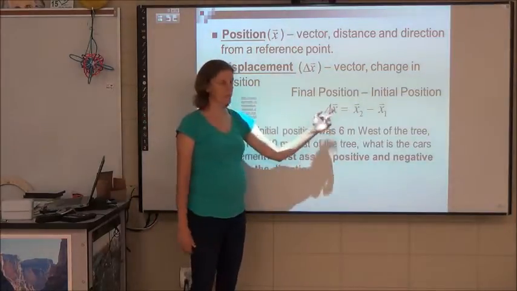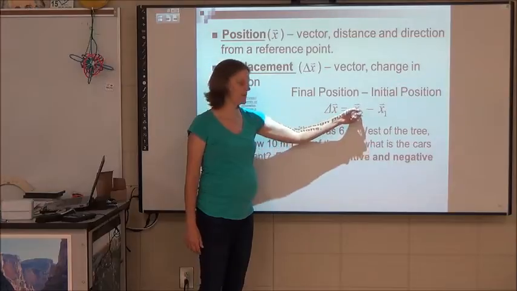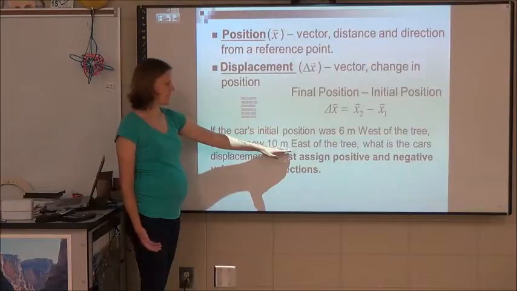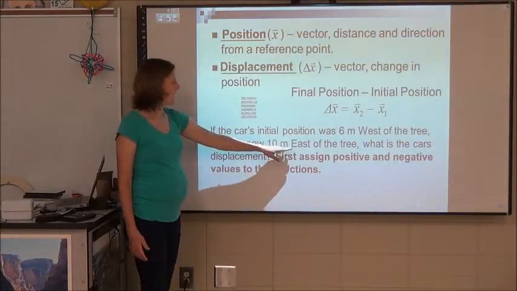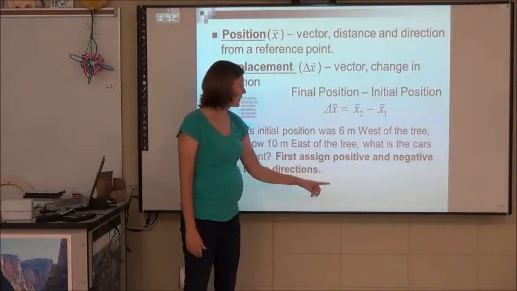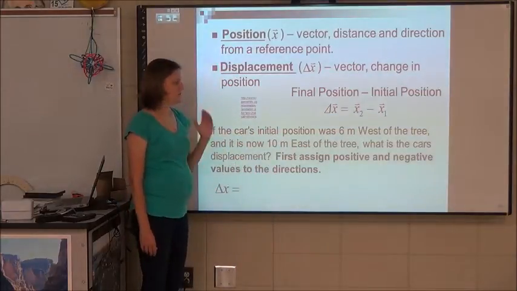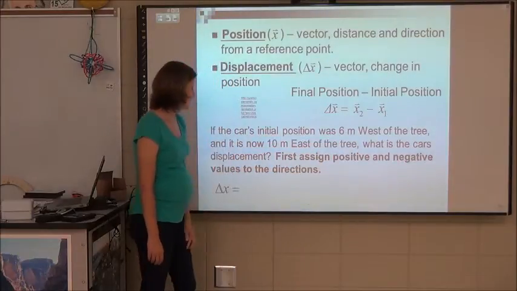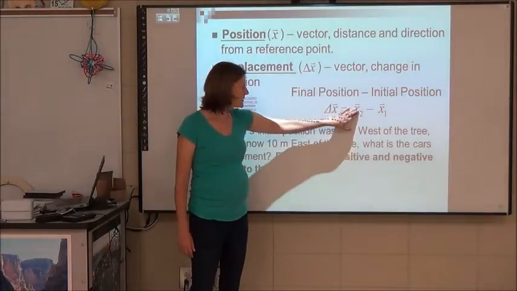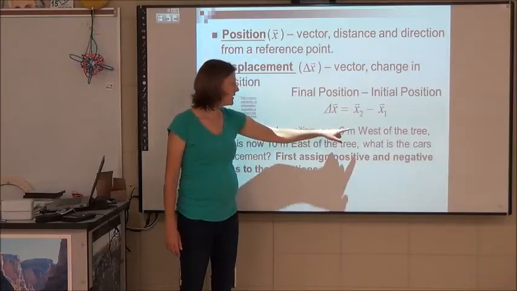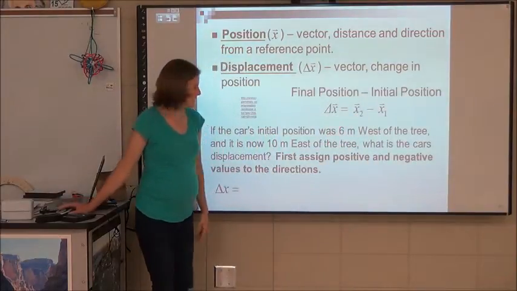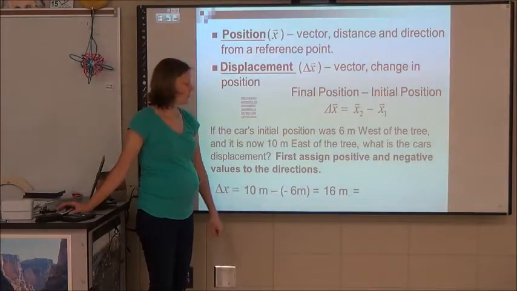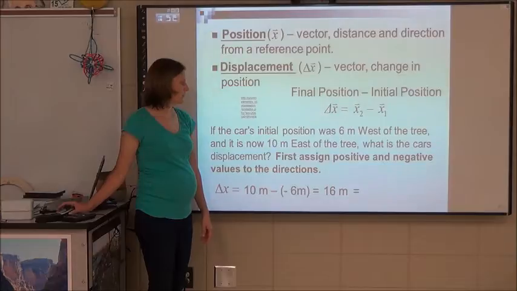Here's my displacement formula. I want to do the final position, or the second position, minus the initial. So the final position is 10 meters east. Well, how do I deal with east and west when it says assign positive and negative values? Since this is just a straight line, of course, we'll make east positive and west negative. So that should be positive 10 minus negative 6. So that negative sign, that's for the west, which means the displacement was 16 meters.